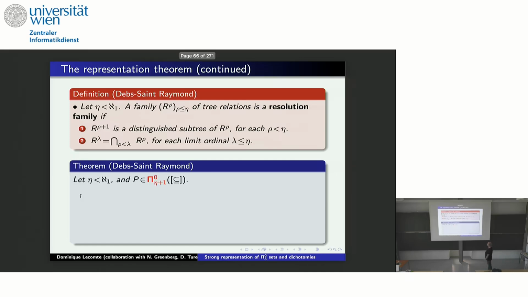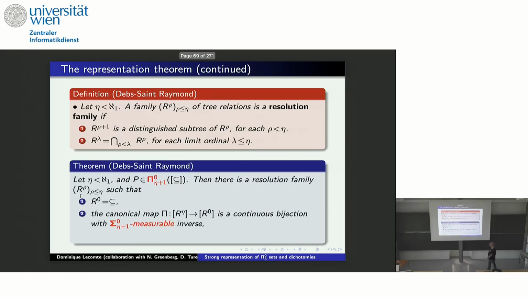So eta is a countable ordinal again, and P is a Pi0 eta plus 1 subset of square brackets extension. Then you can find a resolution family as above, such that the big relation is the extension relation. The canonical map from the square bracket of the smallest one into the square brackets of the biggest one is not always continuous, but it's a bijection, and its inverse is Sigma0 eta plus 1 measurable. So we have something like in the Kuratowski result, right? And also like in the Luzin-Suslin result, P becomes closed if you see it inside square bracket R eta. So this is a refinement of Luzin-Suslin and Kuratowski.